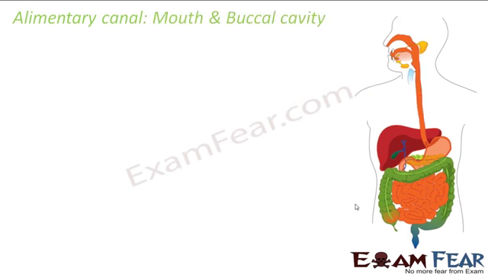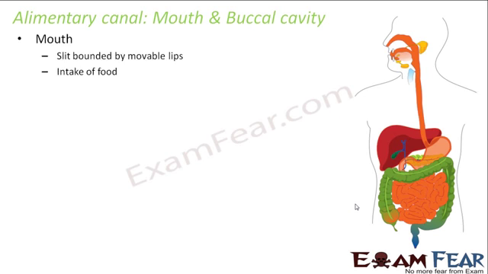So let us now talk about the mouth and the buccal cavity. Mouth. What is the mouth? It is a slit bounded by movable lips. We have our lips which are movable, and that is why we are able to speak. We can take in food, right? So this is a slit-like structure or an opening which is bounded by lips which are movable.